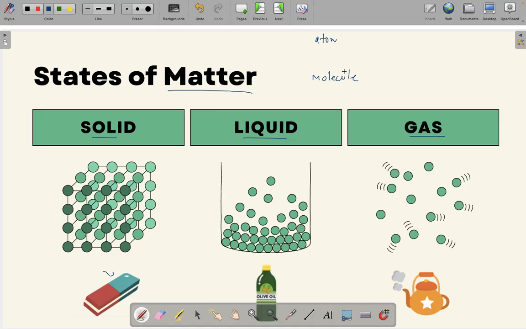Smallest unit of what may I say? Smallest unit of matter called atom. Yeah, very good. So see, when you have matter, say anything.